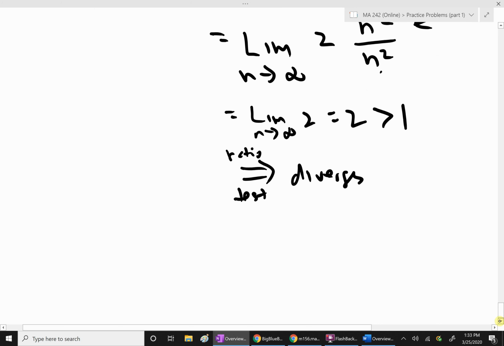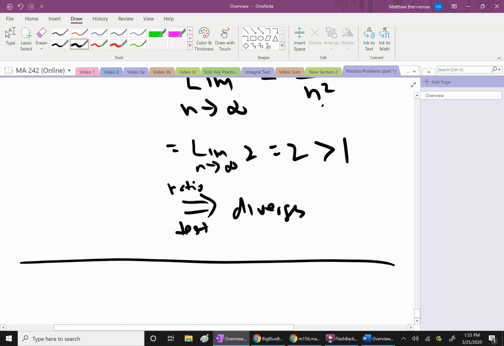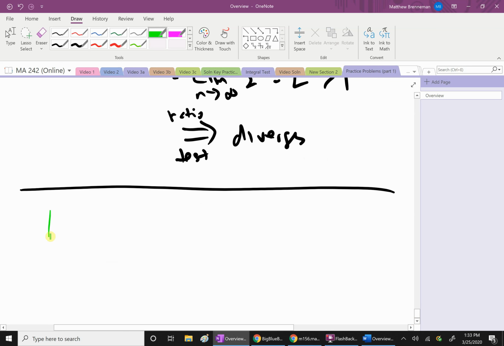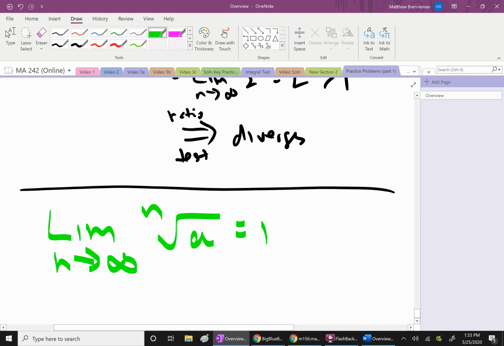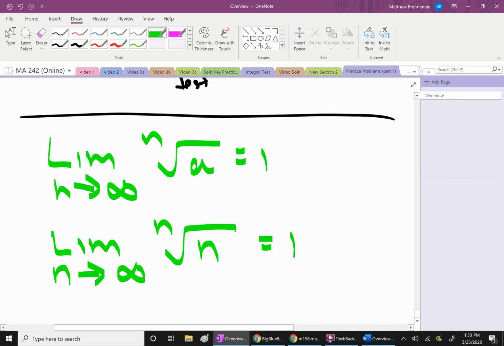Okay, so if you tried the root test, it's a little tricky. There's one thing you need to know, and this is a really cool fact. Actually, it's a super generalization of something we talked about a second ago. We just said that the limit as n goes to infinity of the nth root of a was 1. Turns out it's also true for n. The limit as n goes to infinity of the nth root of n is also equal to 1.